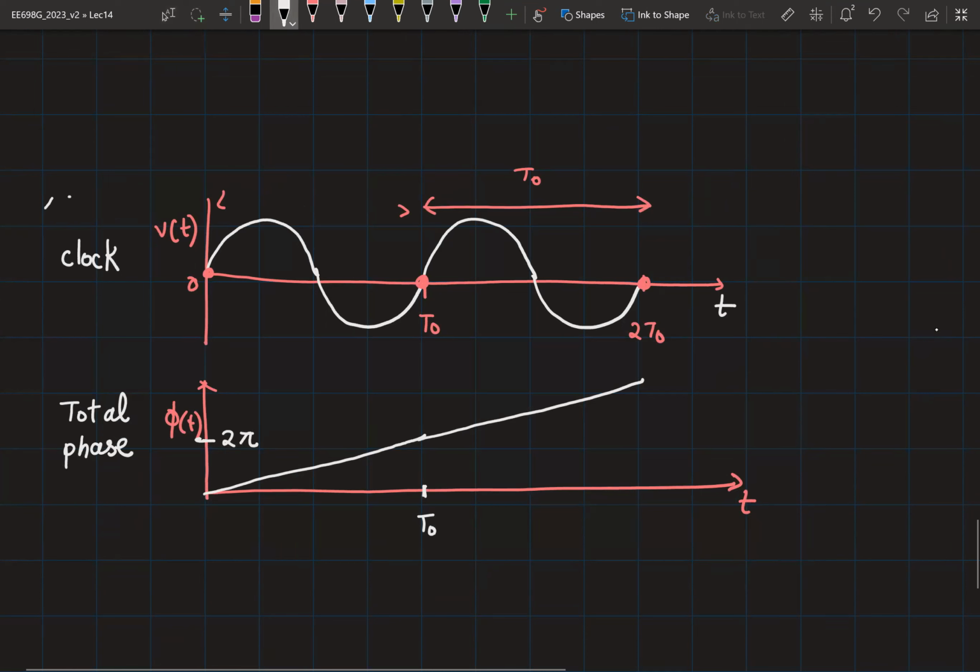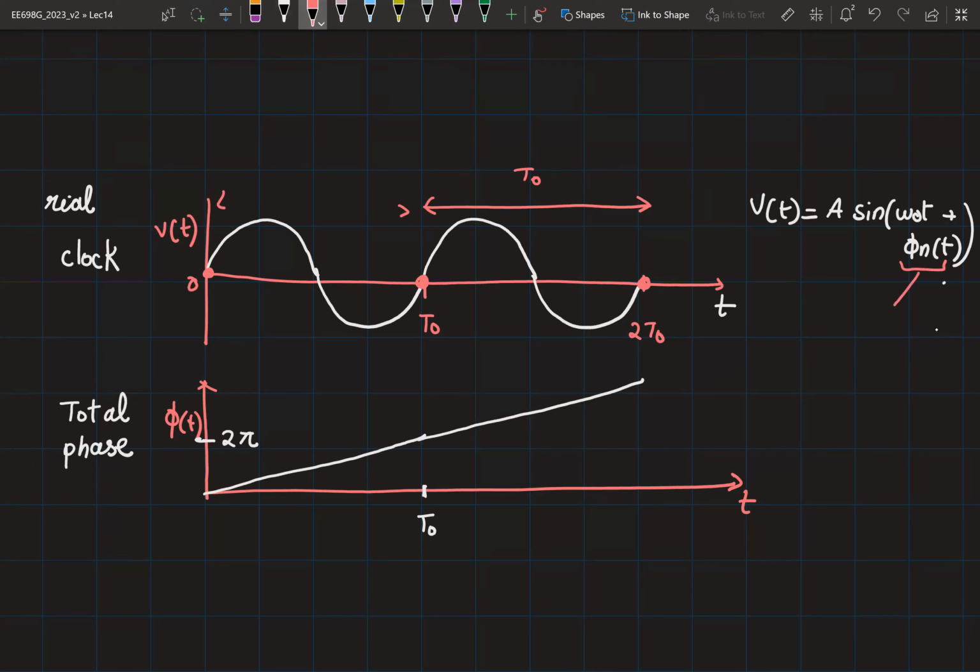So now let's say we are looking at a real clock given by V of t is equal to A sine of omega naught t plus phi n of t. So this quantity, phi n of t, is called phase noise. In some places, it is called excess phase. And I have also seen the term noisy phase being used to describe this. So we will stick with the terminology phase noise.